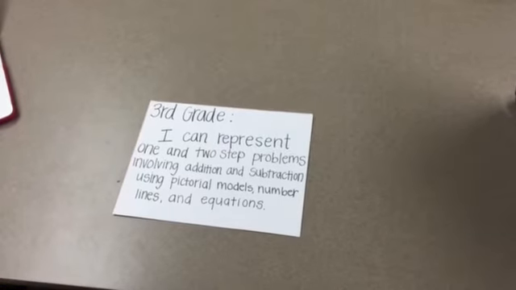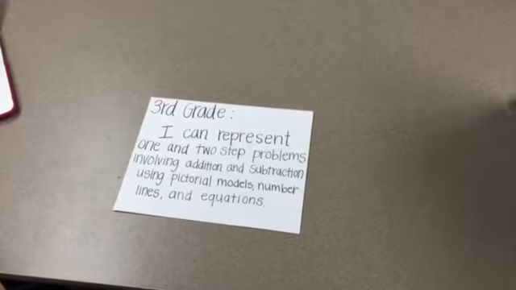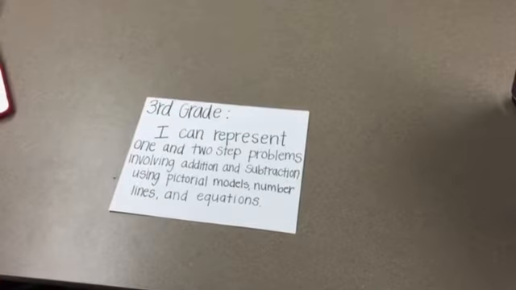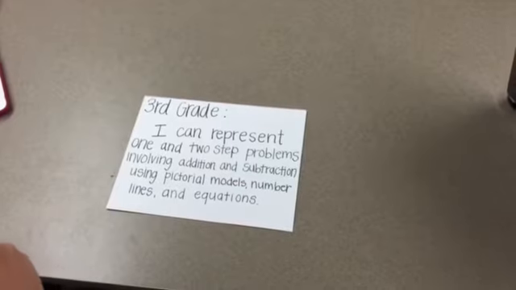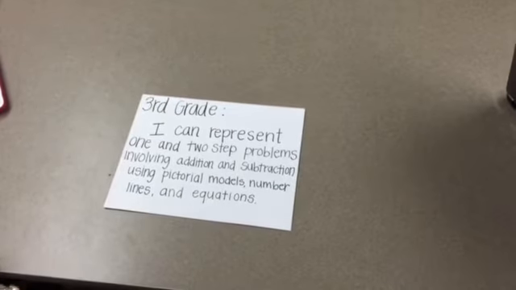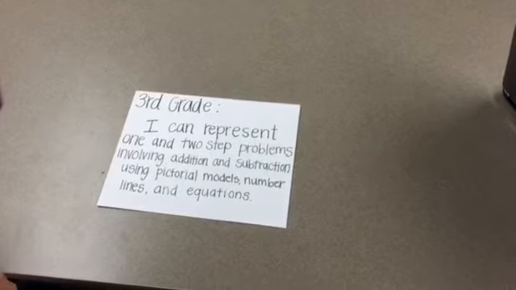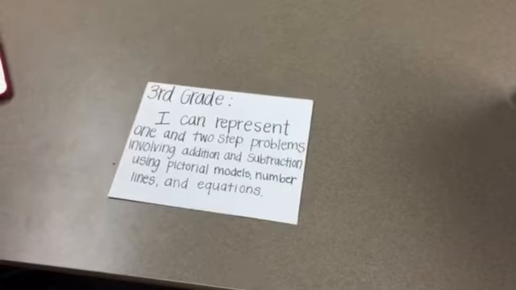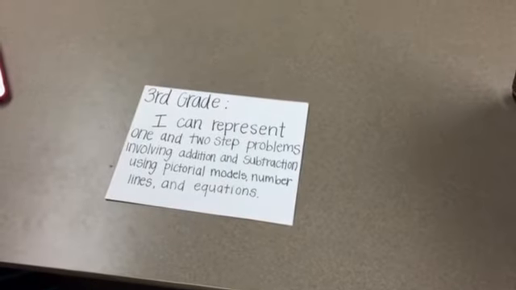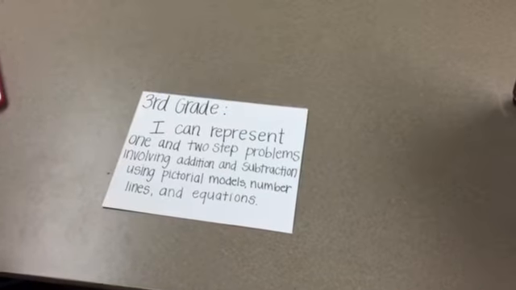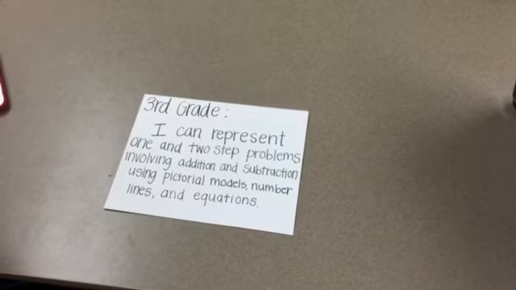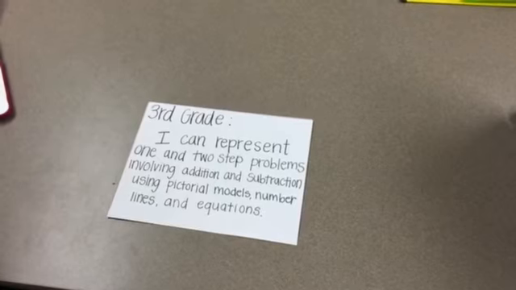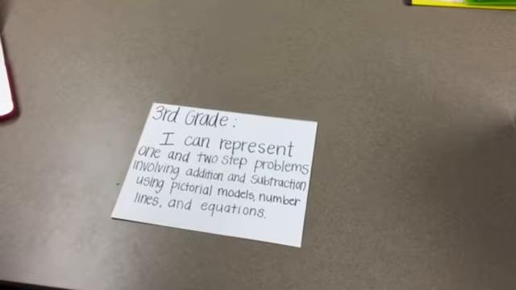Okay, so today we're going to be working on 1 and 2 step word problems. So our 3rd grade I can statement is I can represent 1 and 2 step problems involving addition and subtraction using pictorial models, number lines, and equations. We're going to make sure and teach the students to uncover underlying problem types in a word problem and how to represent the relationships visually using set model.